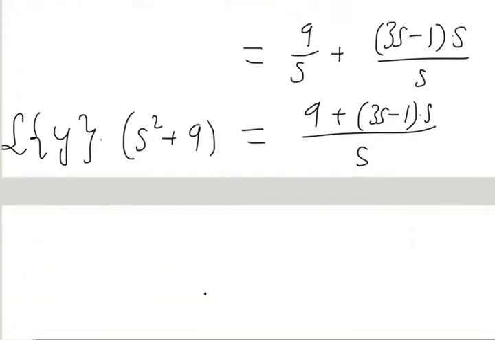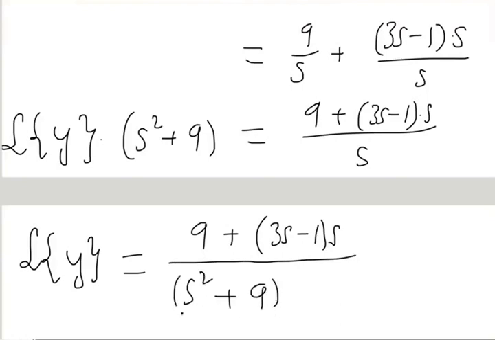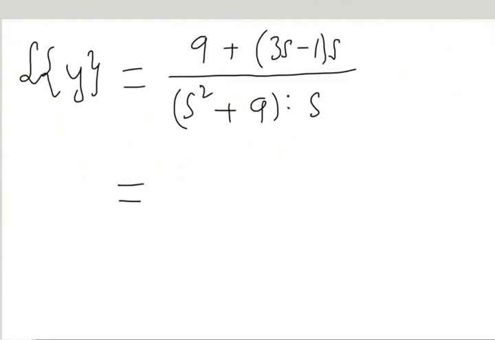Now we solve for the Laplace transform of y. We have (9 plus 3s minus 1 times s) divided by (s squared plus 9) times s. And we need to use partial fractions for this. Now we have two types. The factor of s is a simple factor. And we also have s squared plus 9, which is a quadratic factor, which we cannot factor more, right?